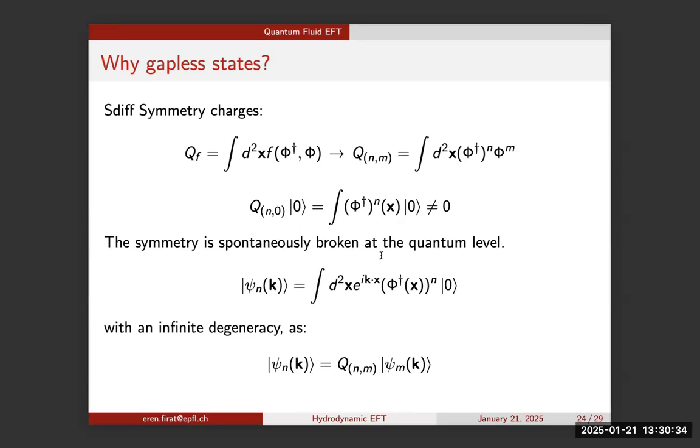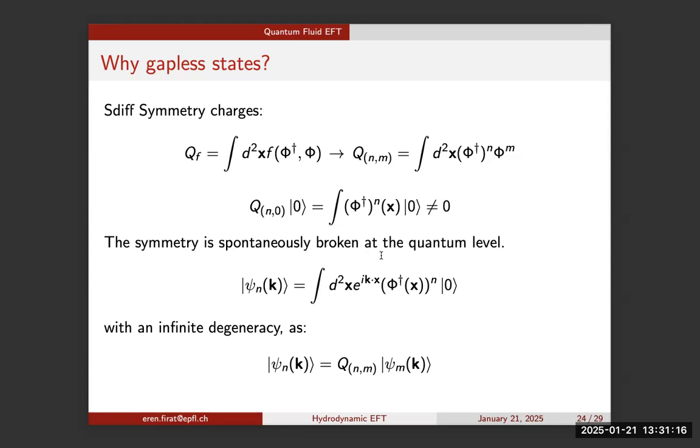But first I wanted to say that we can also understand the states from a symmetry breaking perspective. When we look at this infinite set of charges associated to the symmetry given here, we can decompose it in a basis of polynomials of phi and phi dagger. When we think of this Fock space that we have just built, all the charges which do not contain any phi do not vanish when acting on the ground state. So at the quantum mechanical level, this very big symmetry is spontaneously broken, even though it was not at the classical level.